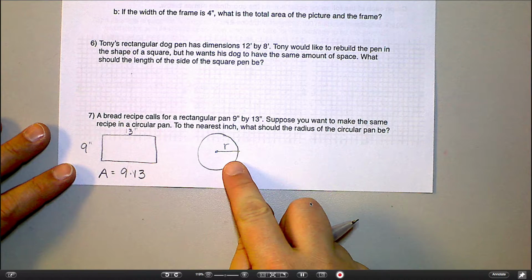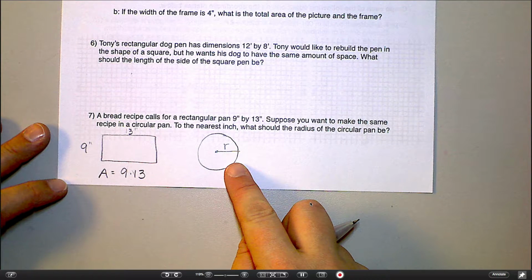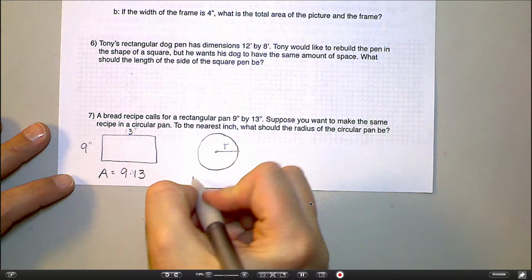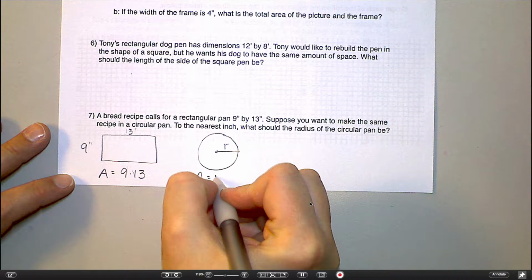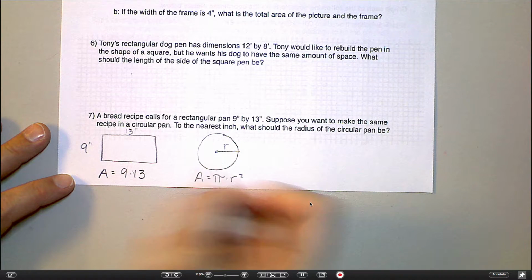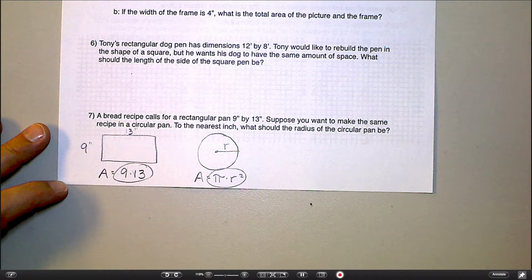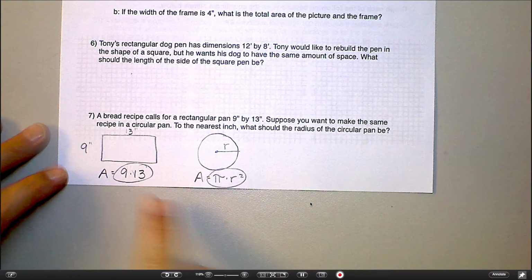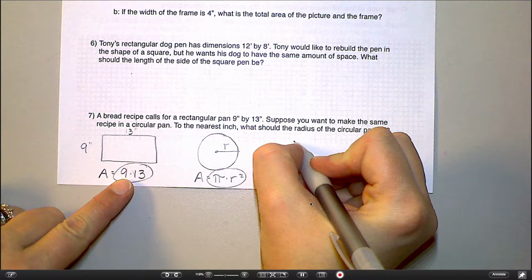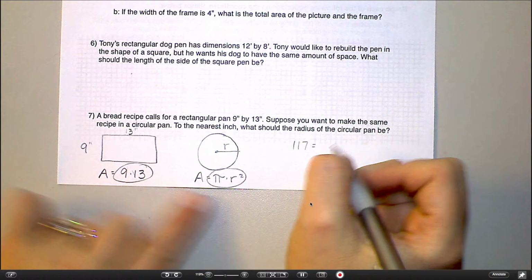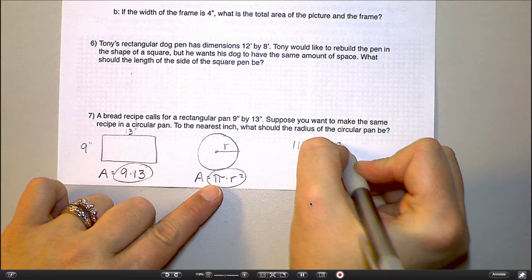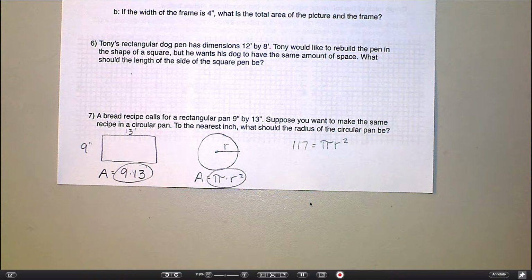How do I get area of the circle? Remember? There you go. Pi times r squared. And I want these two things to be equal to each other. Can you help me with 9 times 13? Thank you. So I now know that 117 must equal pi r squared. Now I have an equation and now I can solve for r.